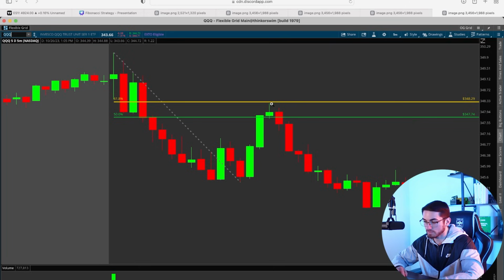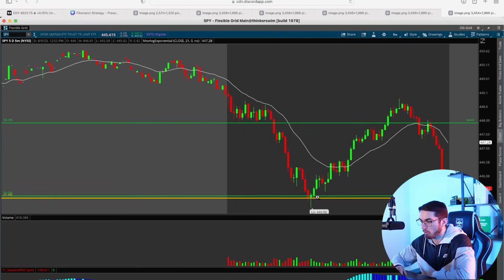What does that tell us? Sell orders are being hit in this area. As a result, I got short, my stop loss being above this 61.8% retracement, and was able to catch a beautiful move down. And then looking at one more example to the upside, this one being on SPY.